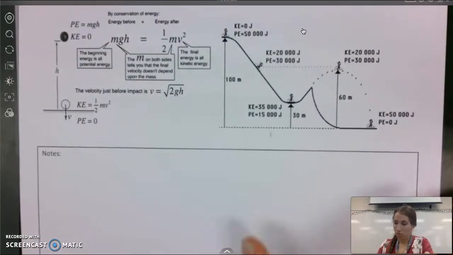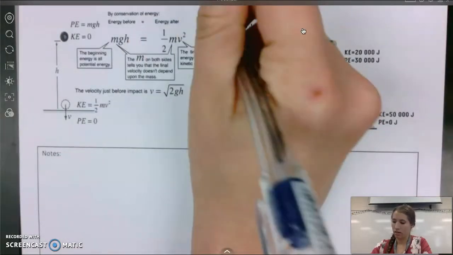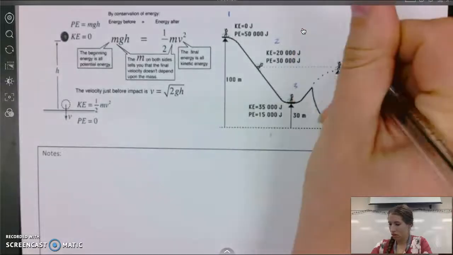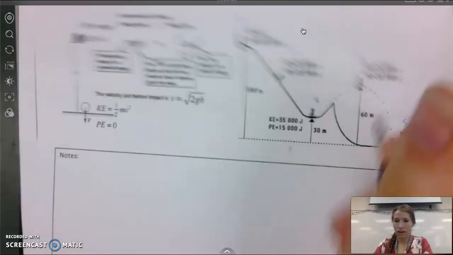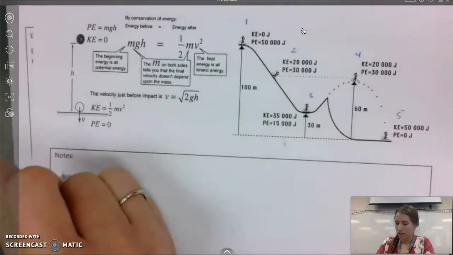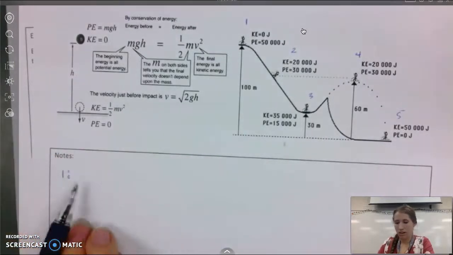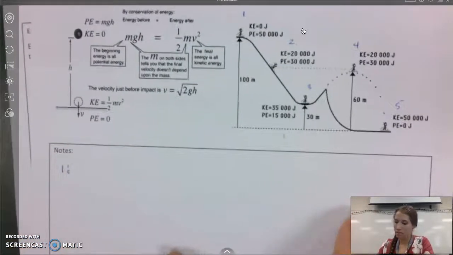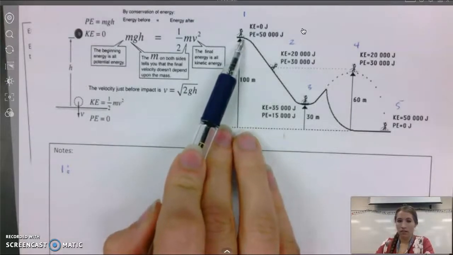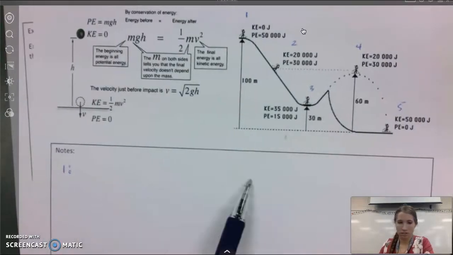My suggestion would be to mark out each of these places. Like I'd call this number 1, 2, 3, 4, and 5, okay? And then I would list out what's happening for each. Like at number 1, I'd be writing this out: at number 1, we're on the very top of the hill. We don't have any velocity, and so there's height but no velocity, so we have all potential energy, okay?